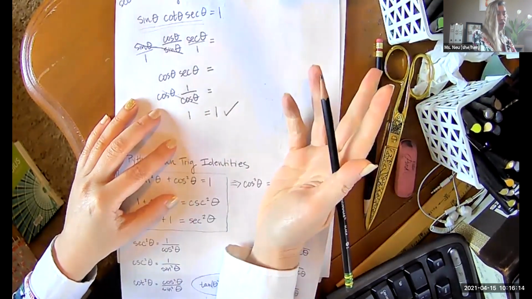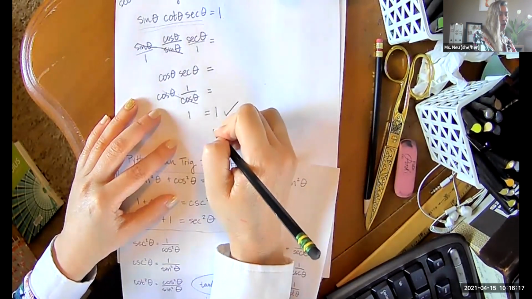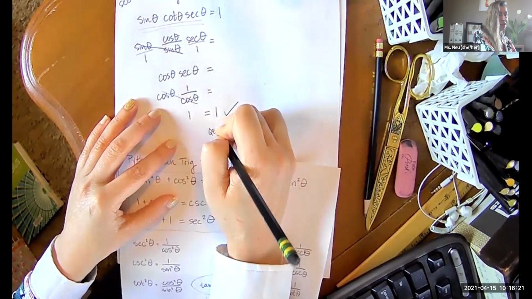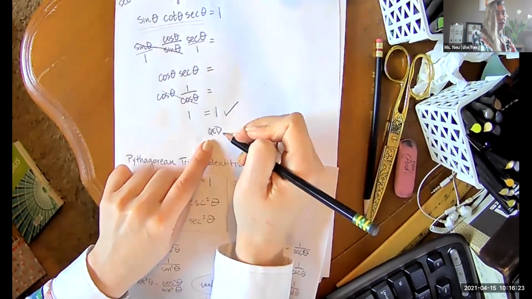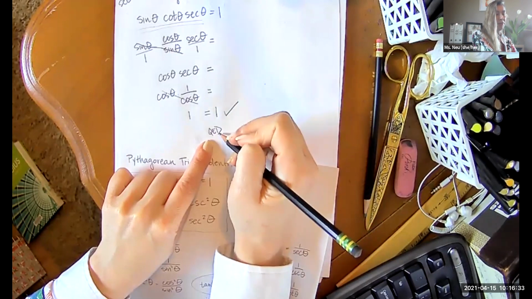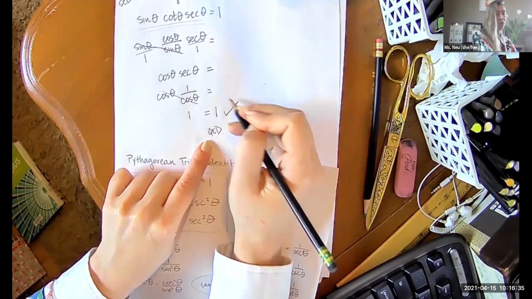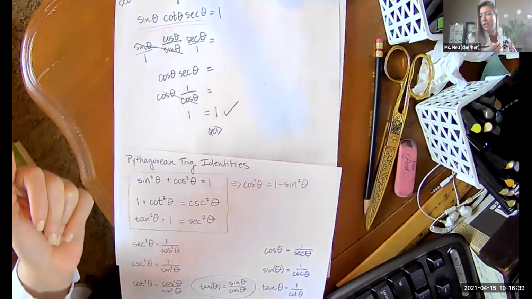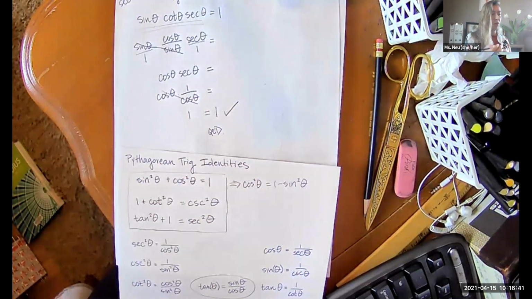I like to put little check marks. Lots of mathematicians still use this. QED, it is Latin for, oh, now I'm gonna mess it up probably. Quod erat demonstrandum. It means what was to be proved or what was to be shown. So done. It's glorious. Let's do one more.